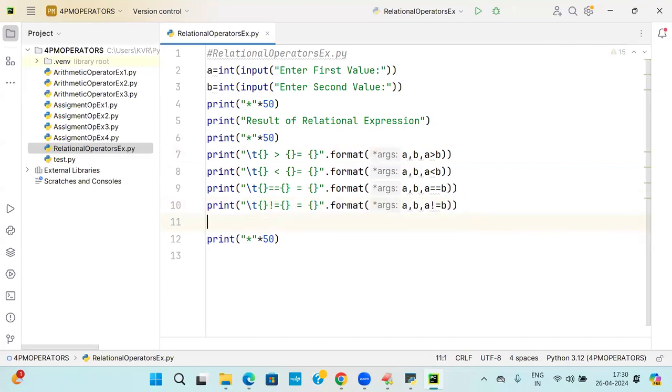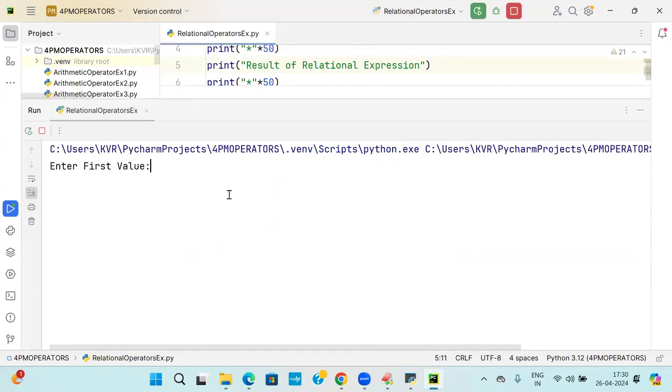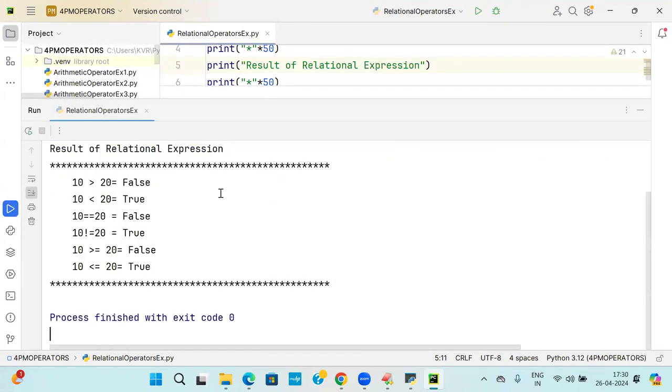Simple. Next, let me go to this: greater than or equal to I am writing. Next I am writing less than or equal to. Are you following? Greater than or equal to, less than or equal to, everything is there. 10 20 you take it. All the answers you see: 10 greater than or equal to 20 false, 10 less than or equal to 20 is called what? True.